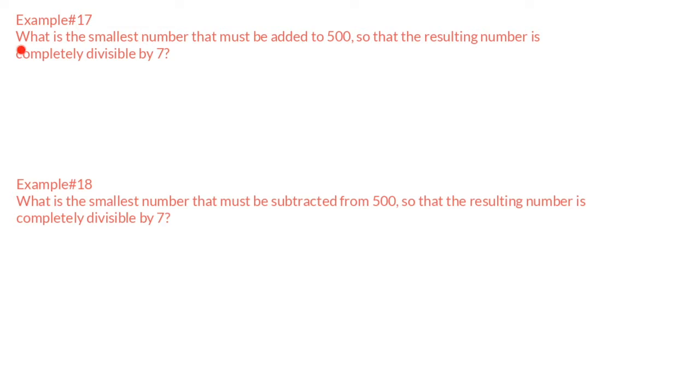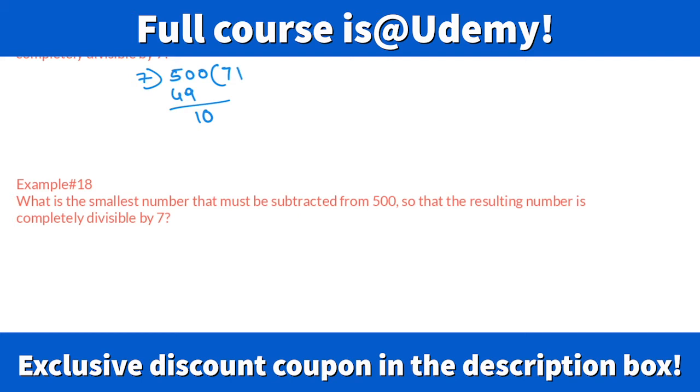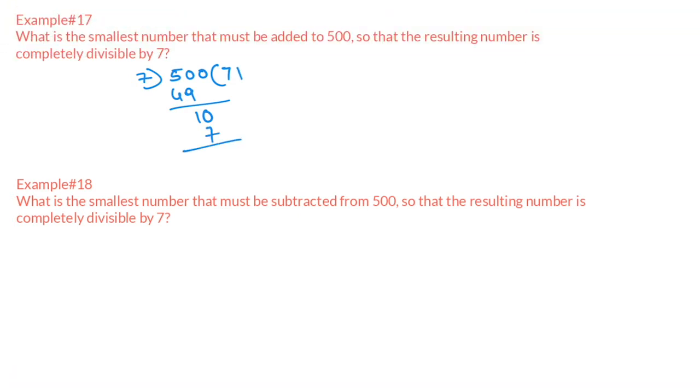Next example, what is the smallest number that must be added to 500 so that the resulting number is completely divisible by 7? First, consider the given number 500 and divide it by 7 and get the remainder. 7 times 71 is giving 497 and 7 one time is giving you the remainder 3.